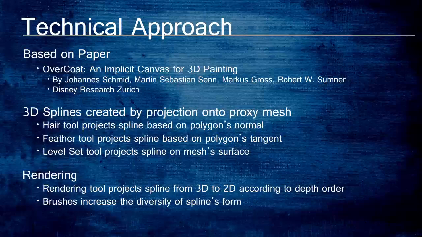Overcoat for Maya has the same non-photorealistic renderer as Overcoat. The non-photorealistic renderer first sorts each stroke according to their depth order. Then each stroke is projected from 3D space onto a 2D image plane through the camera view. Finally, each stroke is painted with their unique thickness, transparency, color, and brush type in 2D space.